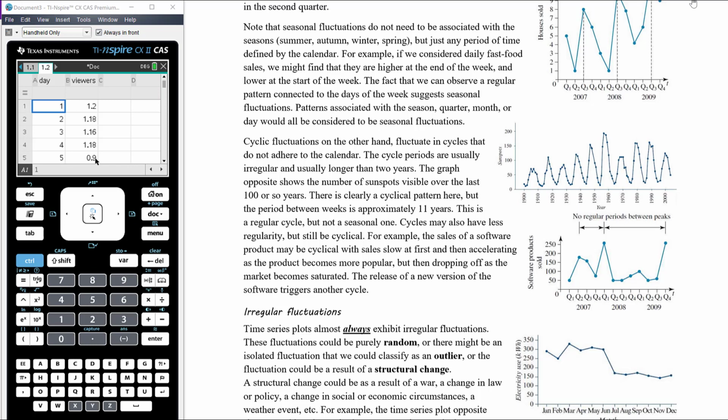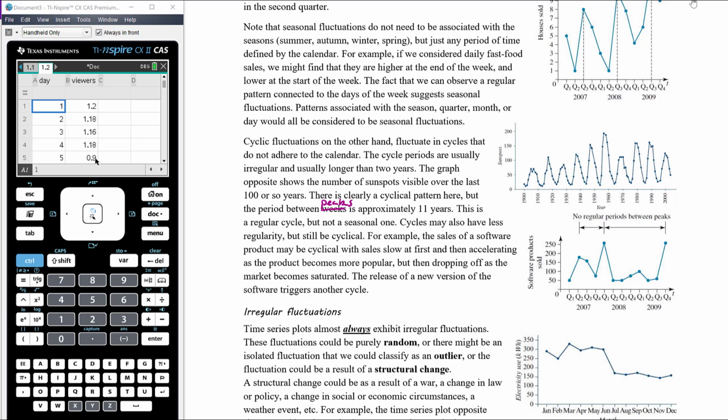But the period between peaks in the data is approximately 11 years. So it's a regular cycle but not a seasonal one. Okay, cycles can also have less regularity but still be cyclical.